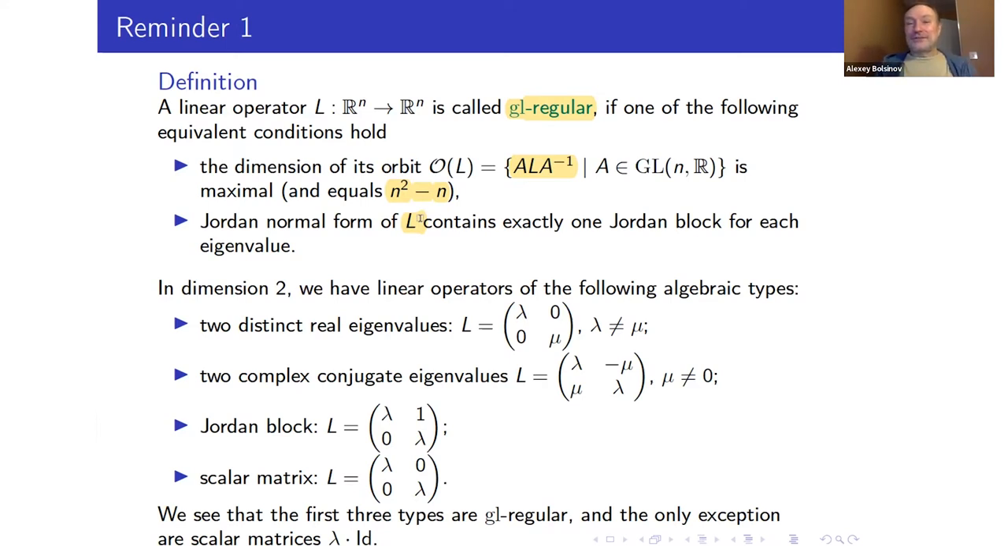So in dimension two, it's very easy to understand which operators are GL regular and which are not. We have basically four possibilities: either two real eigenvalues lambda and mu, which are distinct, or two complex conjugate eigenvalues with imaginary part different from zero, or a Jordan block, or just a scalar matrix, lambda times identity. Only in this last case is there a bad situation, which is not GL regular. All the others are GL regular.